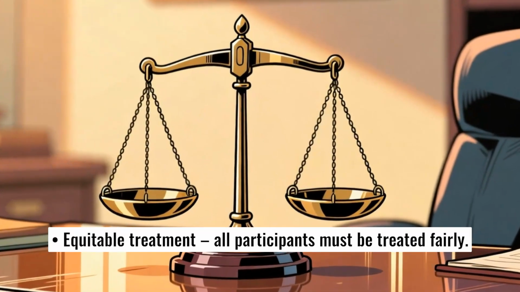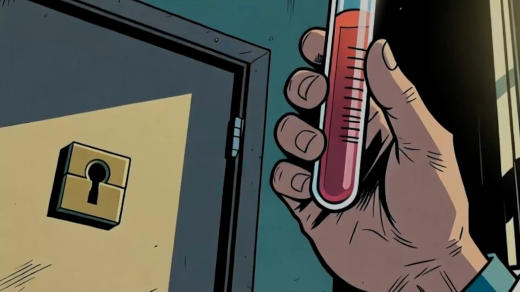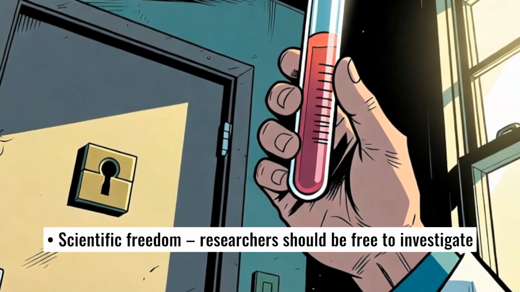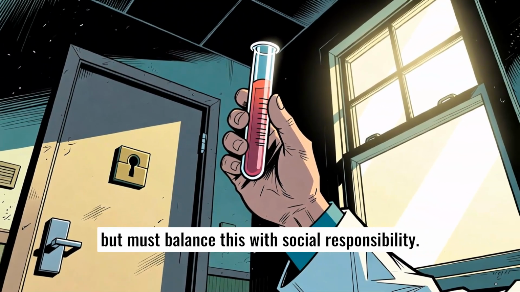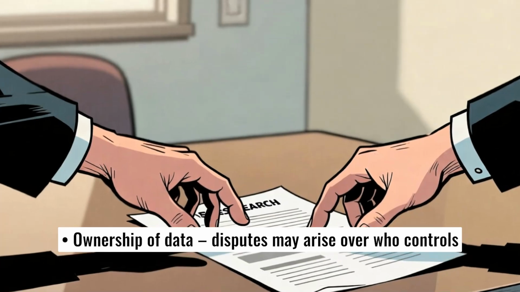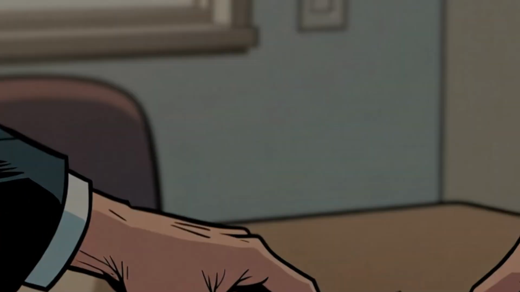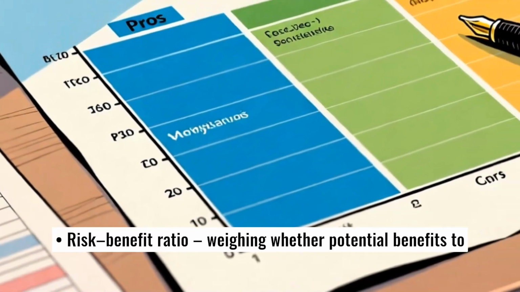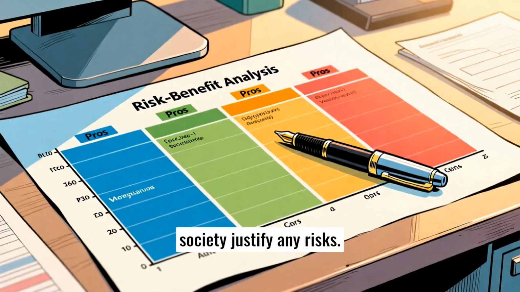Equitable treatment, all participants must be treated fairly. Scientific freedom, researchers should be free to investigate, but must balance this with social responsibility. Ownership of data, disputes may arise over who controls publication. Risk-benefit ratio, weighing whether potential benefits to society justify any risks.